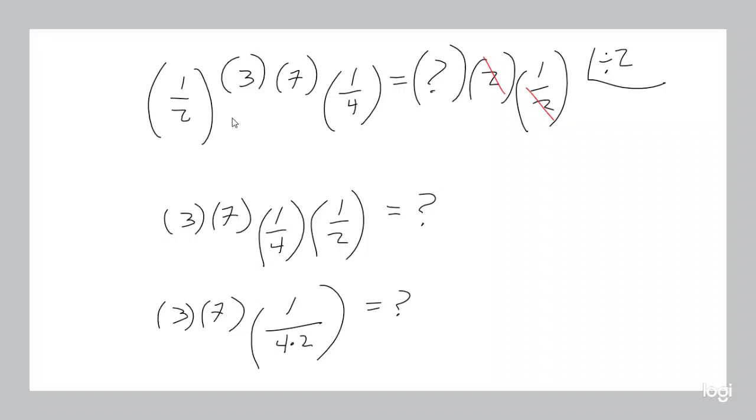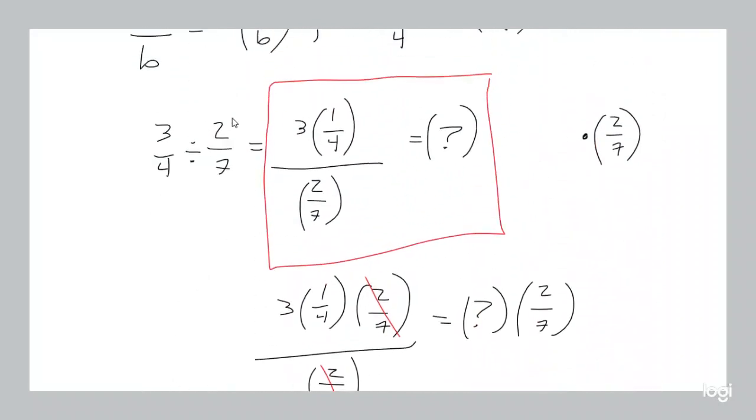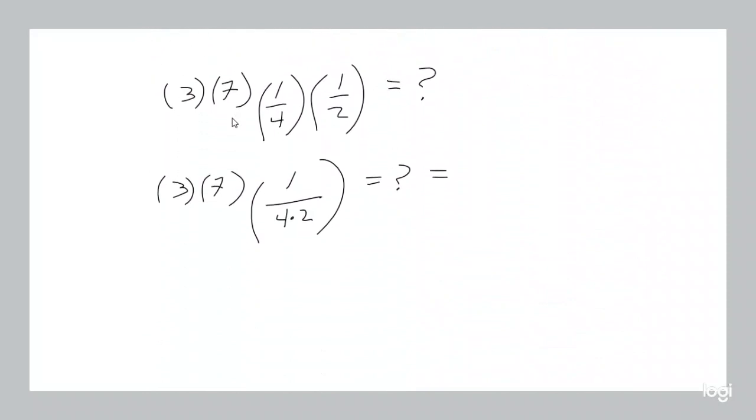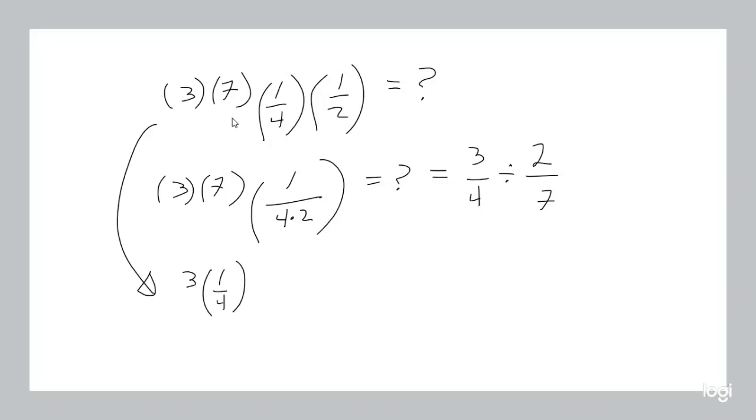Now if you compare that to our original question, if you remember it, it is up here. We have 3 over 4 divided by 2 over 7. See, what we have here now is we can think of it. Remember, we can multiply in any way, right? We can think of it as 3 times 1 over 4 times 7 times 1 over 2.